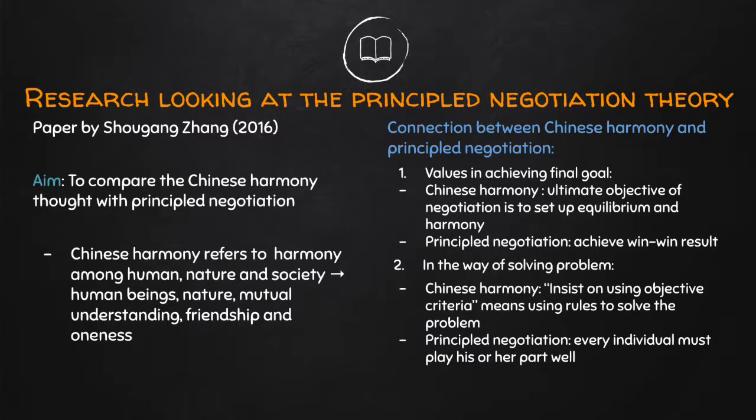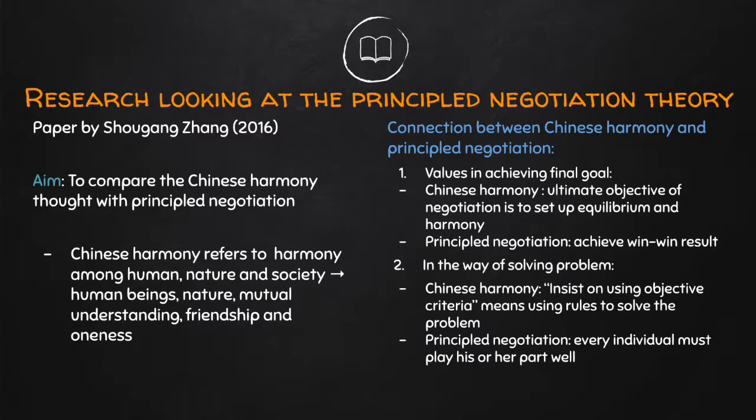However, the connection between negotiation under Chinese culture and foreign negotiation, especially with Western countries, is rarely discussed. Chinese harmony refers to harmony among human, nature, and society. In this case, they indicate it is human beings, nature, mutual understanding, friendship, and oneness. Zhang found two major connections between Chinese harmony and principled negotiation.